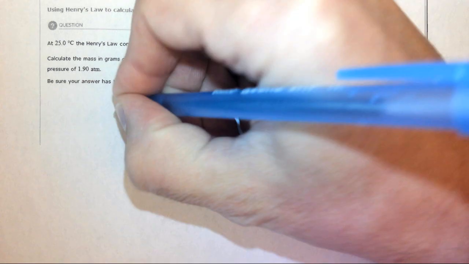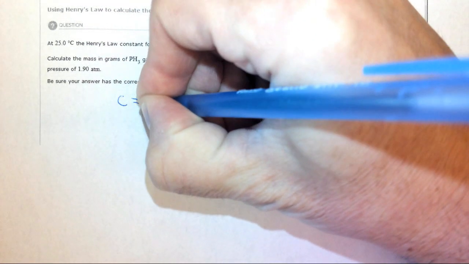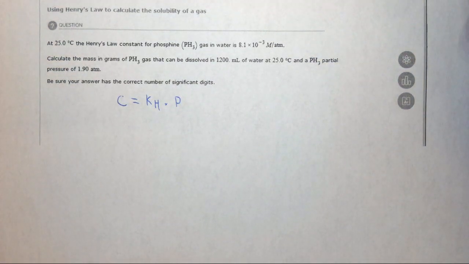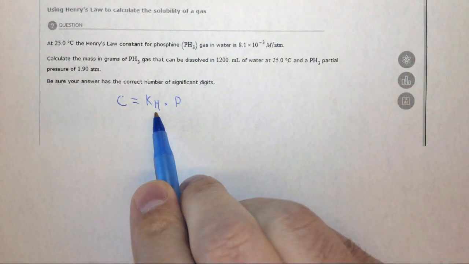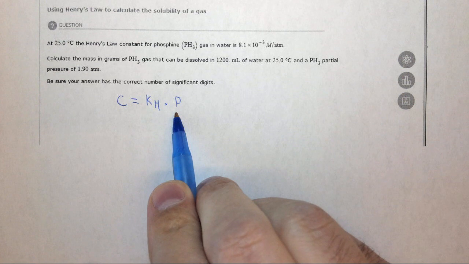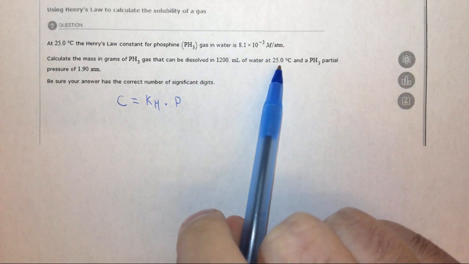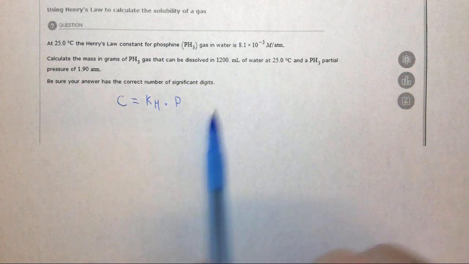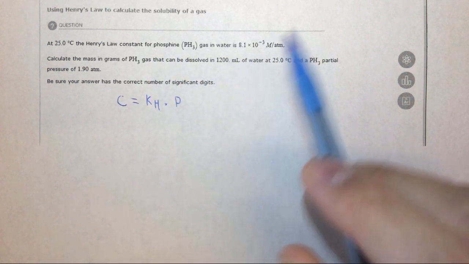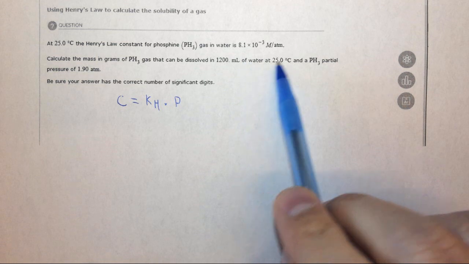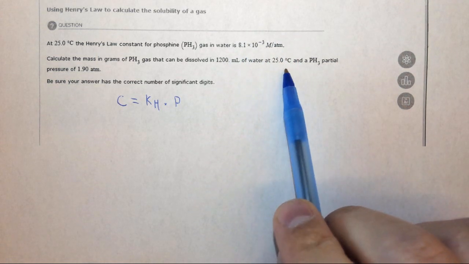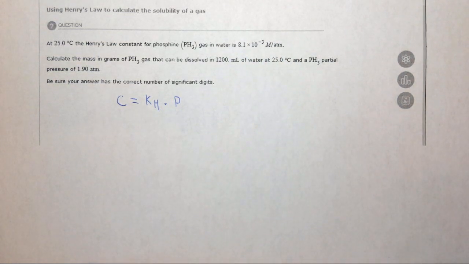First, concentration equals kH, the Henry's law constant, times the pressure of the gas. Note that the Henry's law constant changes with changing temperature. We will not actually plug the temperature in anywhere in this equation. However, this constant is temperature dependent. So the temperature is a factor, but it's not directly in the equation.